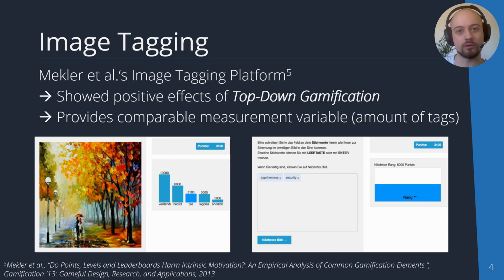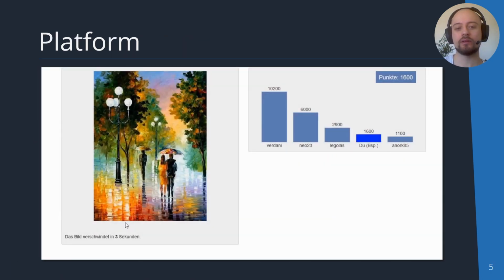case points and leaderboards. One advantage of the image tagging platform is that it already provides a measurable variable, because we can simply count the amount of text users provide and see which users seem to be more motivated because they provided more text. In this video you can see our re-implementation of the image tagging platform.